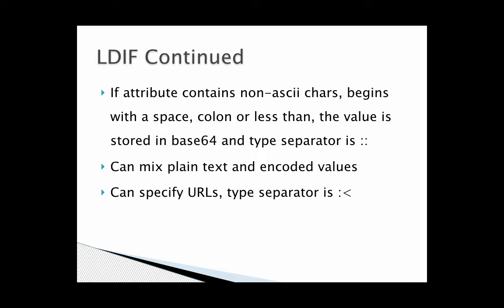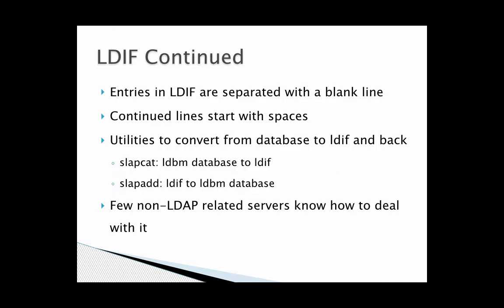Okay, if something contains non-ASCII characters, it begins with a space, colon or less than, and is separated by double colons. So this is how, I think in the example I've got one there of a password. And we can also have URLs in there as well. So when you're doing the lab, you will export one of these, have a look at the information you get out, do some non-binary stuff in there as well. Okay, entries in LDAP are separated with a blank line. Continuation lines start with spaces, so that's how you tell if a line is together or not. And if you start deleting spaces or deleting blank lines, then you are going to mess up your LDAP database.